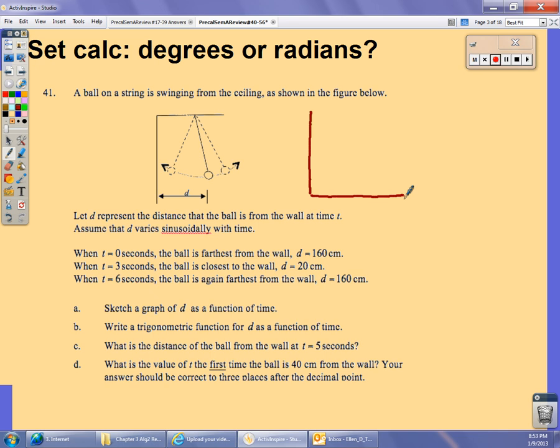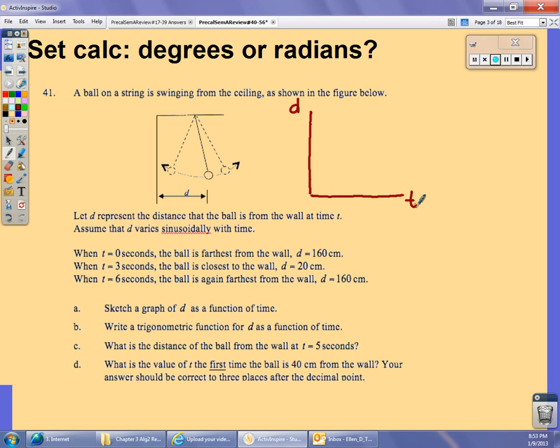It says let D represent the distance that the ball is from the wall at time t. Therefore, D is our vertical axis or dependent variable, and t, time, is our independent variable. It says to assume that D varies sinusoidally with time. Now it's going to give us some data to put on our graph.